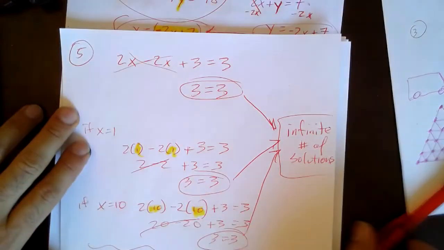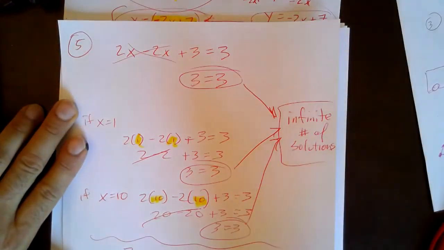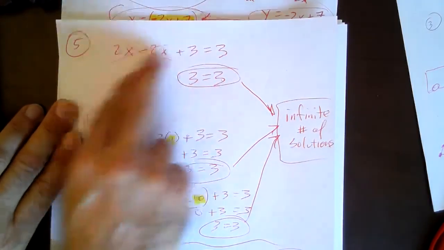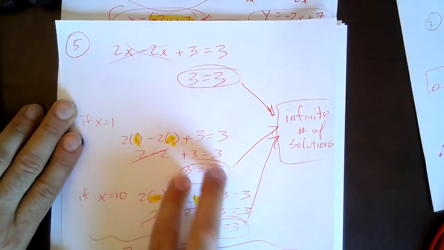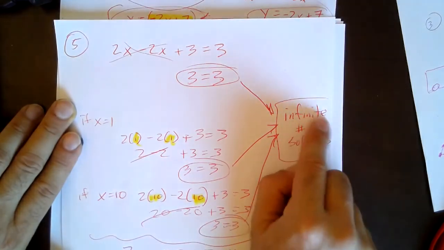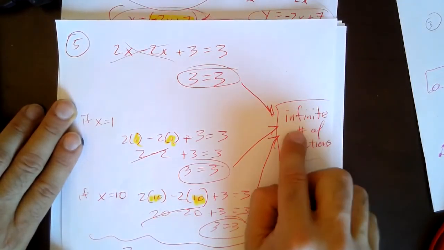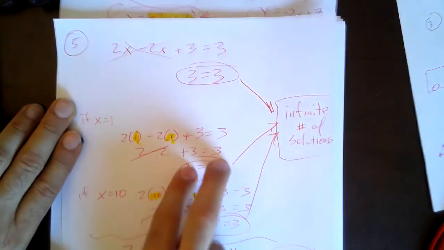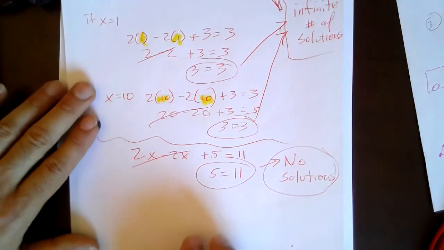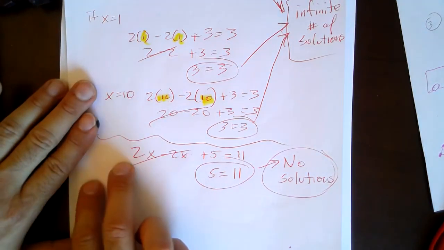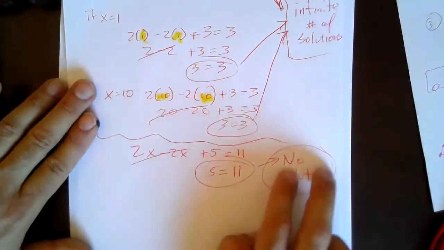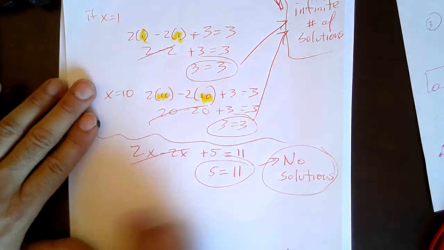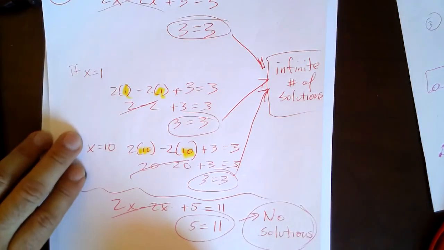So it's really straightforward for number 5. If the variables cancel out so there are no variables left and the numbers equal each other, then any number will work as a solution. Infinite number of solutions. You can put in 1, 2, 3, 4, 5, 6, 7, 8, and it's still going to be 3 equals 3. If your variables negate and you end up with two different values, then there's no number for x you can put in that will make that happen. So there are no solutions. Those are our two options.